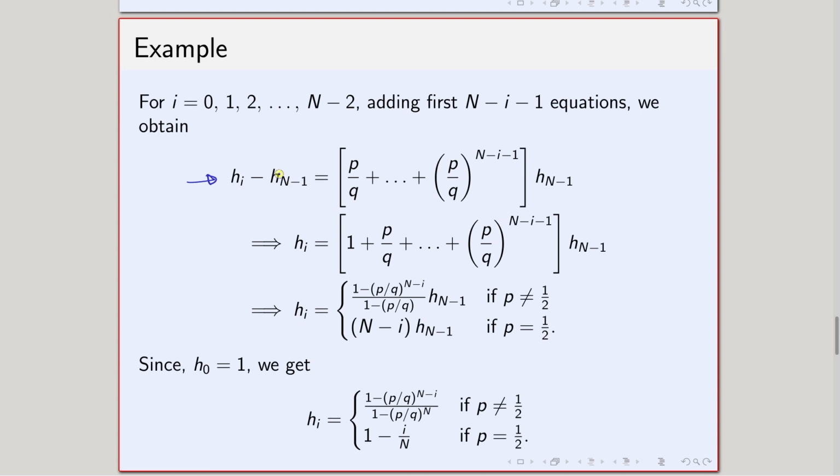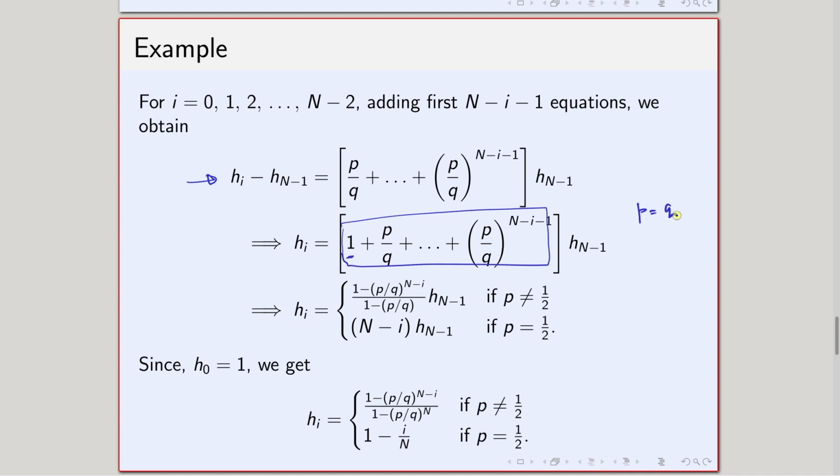Now this h n minus 1 I take on the other side, so 1 comes here, and then I have this. Now this one is a geometric sum. We can do this sum, but there come two cases. First case is if P equals Q. If P equals Q, that means this quantity is 1, this quantity is 1.